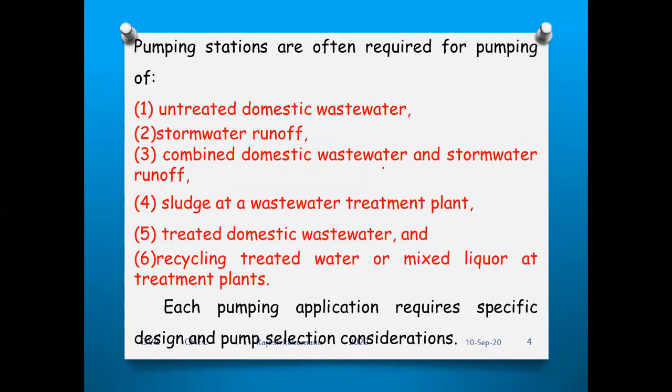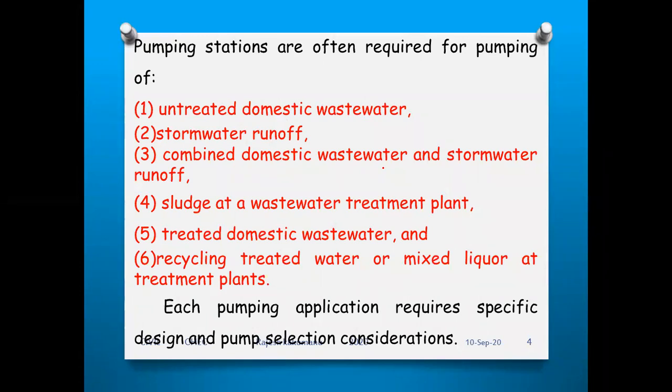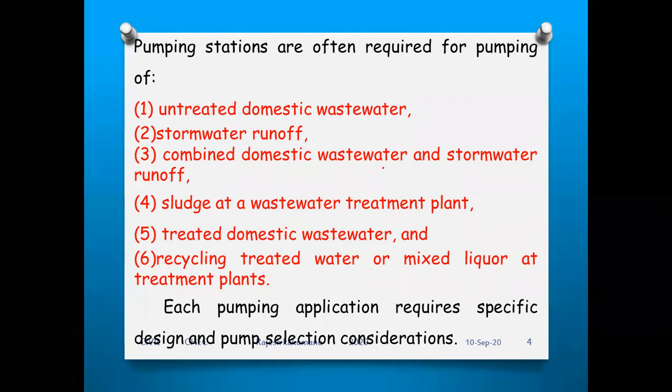Next, the pumping stations are often required for the pumping of... So now, why should we use pumping stations, what is the requirement? The requirements of the pumping stations are: first one, untreated domestic wastewater. The wastewater coming from the house that we leave untreated is nothing but untreated. To carry this untreated domestic wastewater, a pumping station is required, right? So for conveyance of untreated domestic wastewater, pumping stations are required. First one. Second point, storm water runoff.